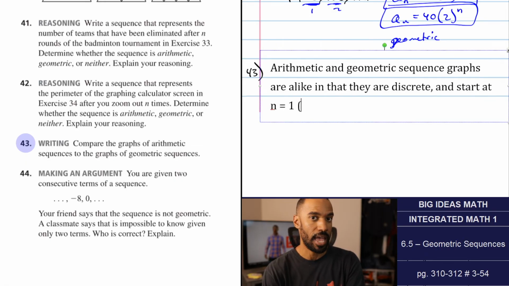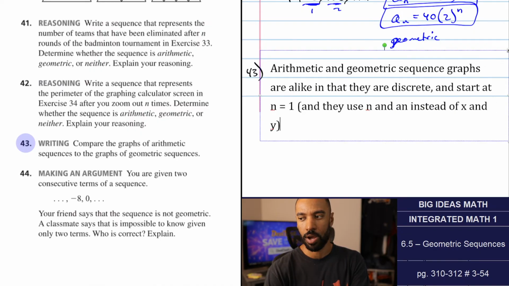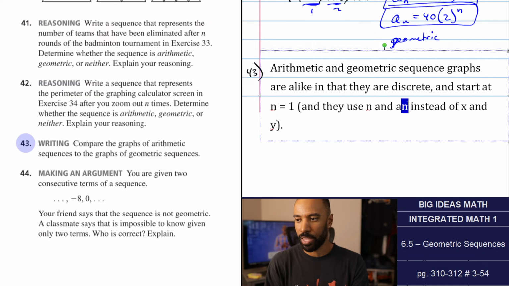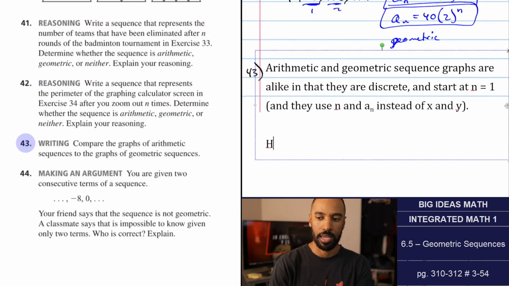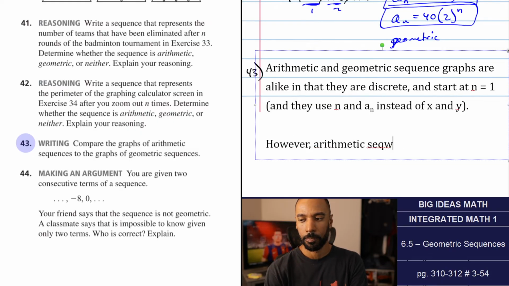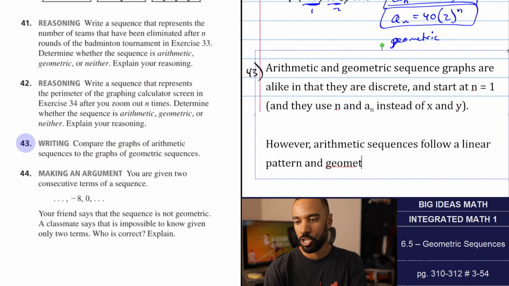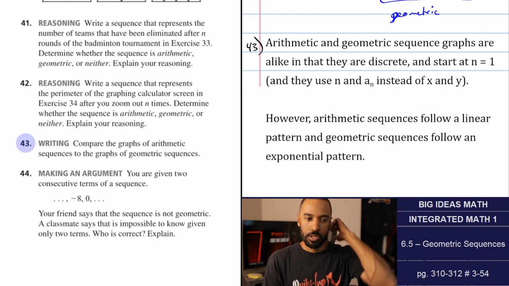And by the way, the graphs use n and a sub n instead of x and y. Right? There's kind of another thing with that. n and a sub n, or f of n, or whatever you want to say. So they are alike in that way, really. But they are different in this other big way. However, arithmetic sequences follow a linear pattern, and geometric sequences follow an exponential pattern. And that's really the big difference between them, right? So that's what I'll say on 43.